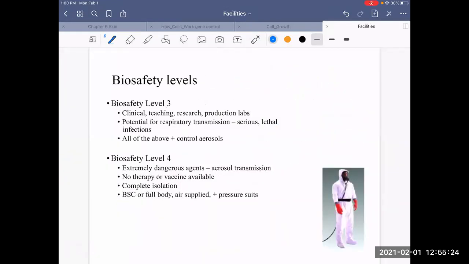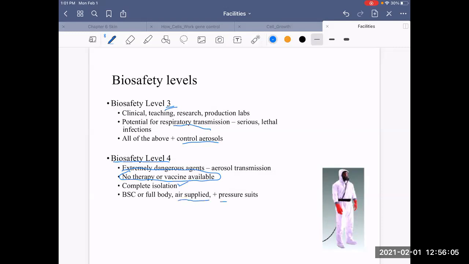Now BSL3 are clinical teaching, research, and production labs. These are things that have a potential for respiratory transmission, so you could inhale it. These could cause serious or lethal infections, but there are treatments available. So you're going to control aerosols even more. So no flame. BSL4 is extremely dangerous things that could be transmitted with aerosols. These are things where there's no therapy or vaccine available. You do it in complete isolation.